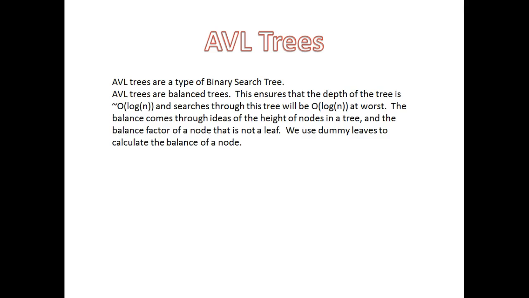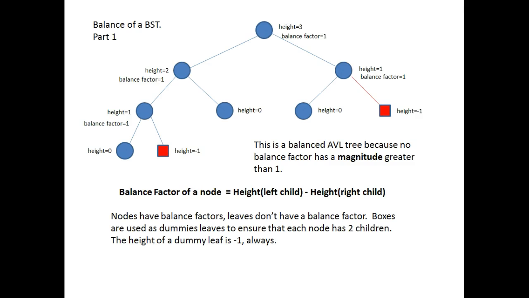The balance comes through ideas of the height of nodes in a tree and the balance factor of a node that is not a leaf. We use dummy leaves to calculate the balance of a node. Alright, let's look at a tree. So here we've got the tree in blue. Every node that's not a leaf needs to have two children, so we've inserted a dummy leaf here and a dummy leaf here. These have a height, by definition, equal to -1.